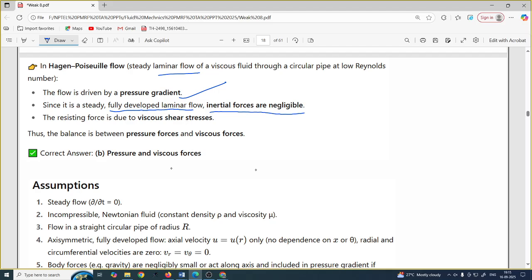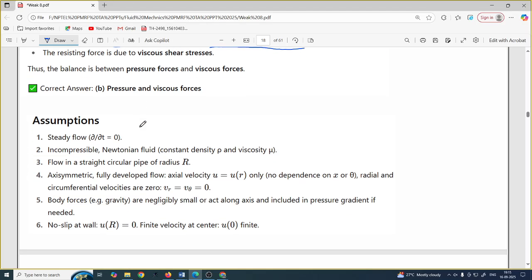So here the assumptions. The flow should be steady, means the flow parameters should not change with respect to time. Incompressible flow, that is density will be constant. Newtonian fluid, so means the constant density and viscosity mu. This is a Newtonian fluid, means tau is like that, du by dy.